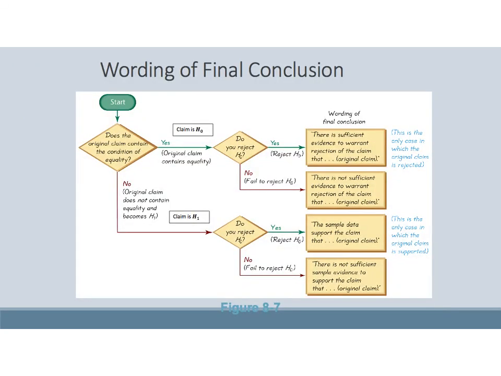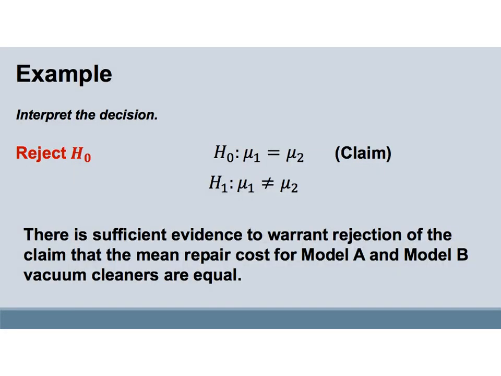Okay, B. So my claim was the null. I reject the null. There is sufficient evidence to warrant rejection of the claim. The mean repair costs for Model A and Model B vacuum cleaners are equal. So we do not believe that salesman. All our research tells us he was wrong. Alright, one more example.